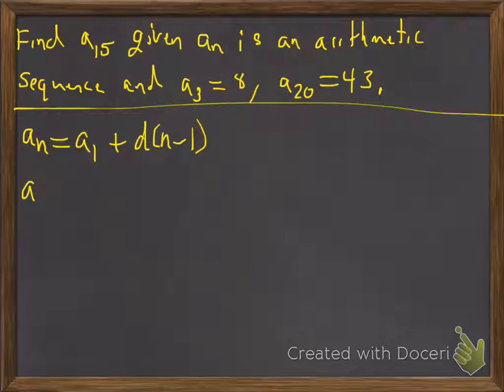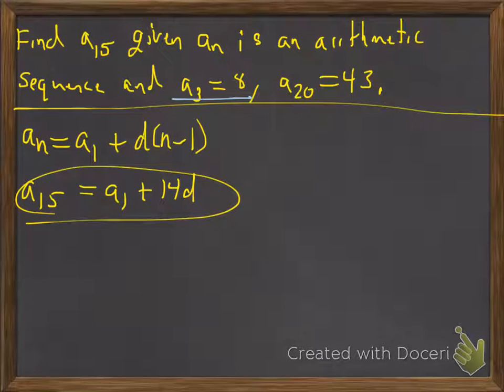We're going to plug in 15 for the n, and then figure out what we need to find. So a_15 is going to be equal to the first term plus, if we plug 15 in, 15 minus 1, or 14d. So I don't have a lot to work with here. I have this formula, and we want to find a_15, but we need to find a_1 and d. We don't have that information.